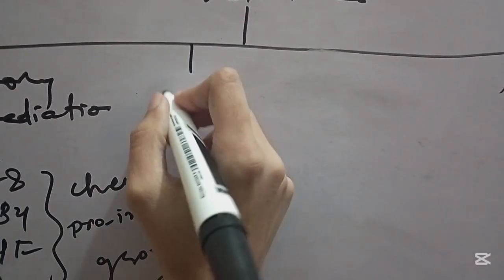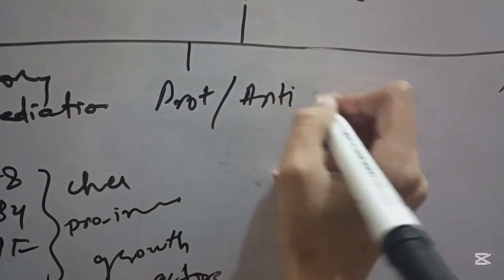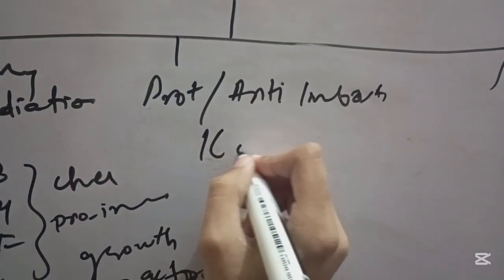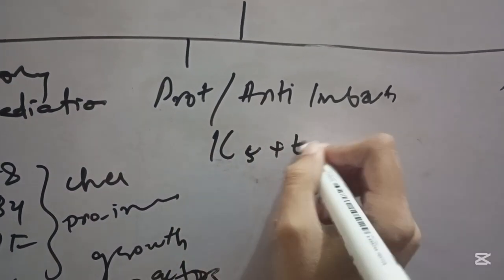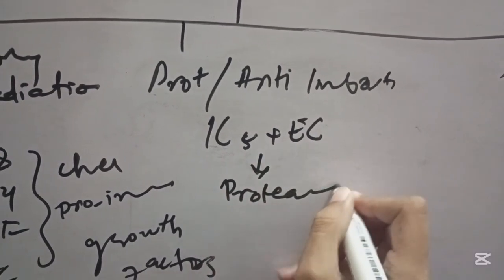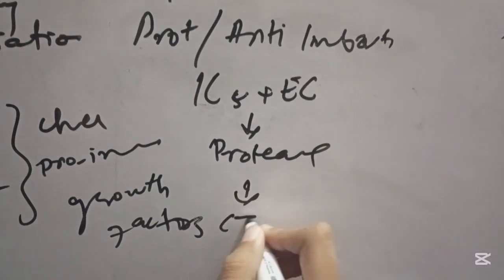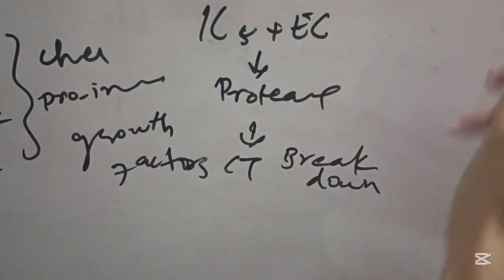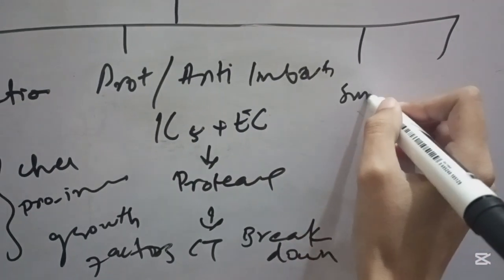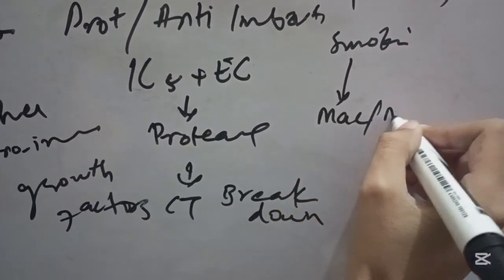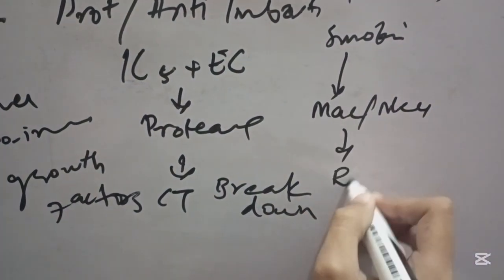Our next point here is protease and antiprotease imbalance. The inflammatory cells and the epithelial cells are going to release proteases, and these proteases are going to cause the breakdown of connective tissue. And here we have smoking that is promoting the macrophages and neutrophils to release reactive oxygen species.